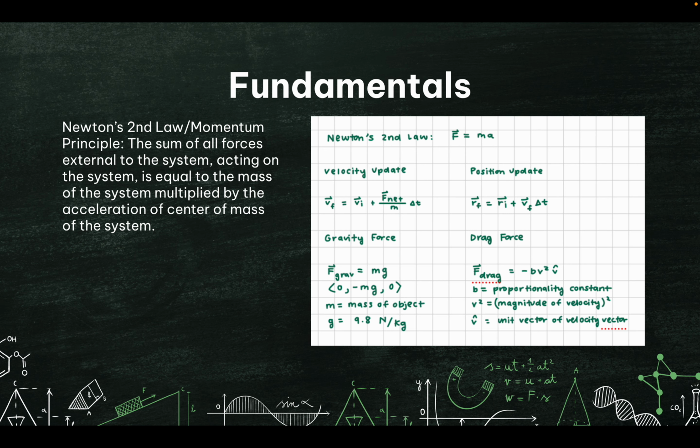The physics behind this lies within Newton's second law. This is because we can see how forces individually act on a system and what happens when they are summed together. The total net force will change accordingly, which alters the velocity and position update formulas, leading to a different projectile motion. The gravity force only acts vertically and downwards. The drag force affects both vertical and horizontal components.